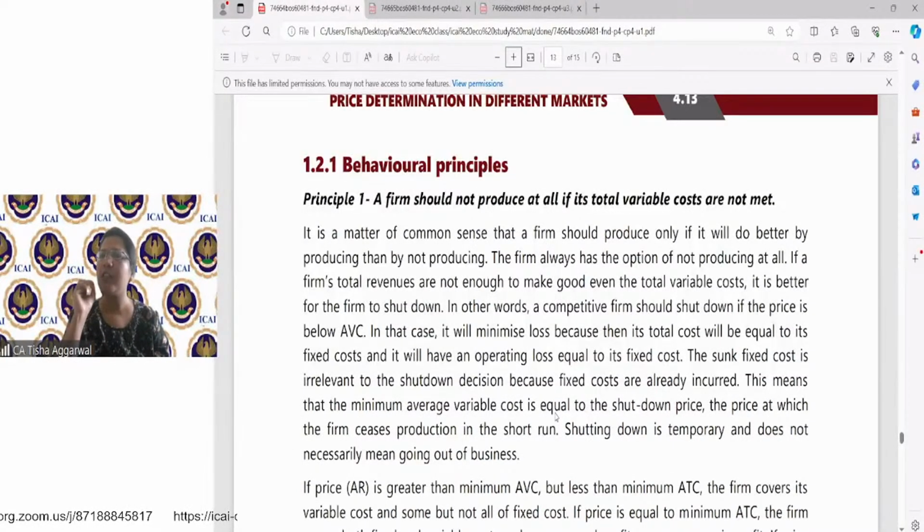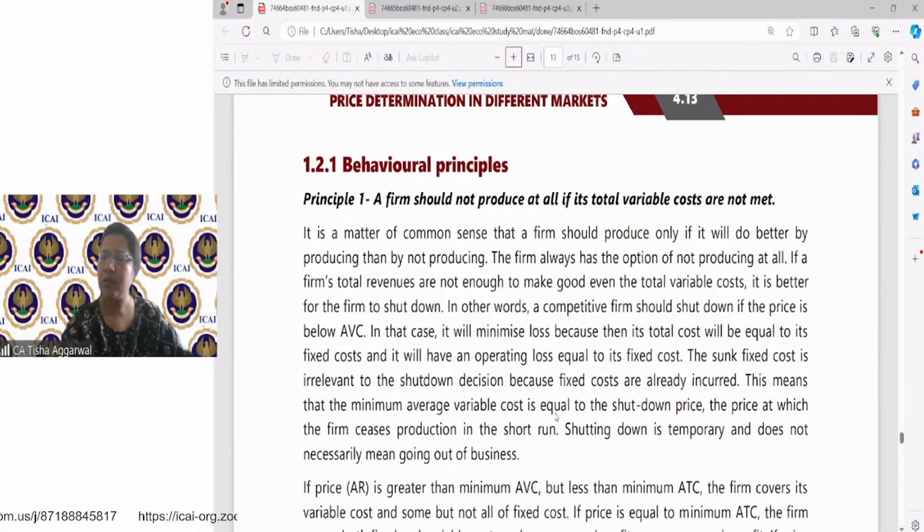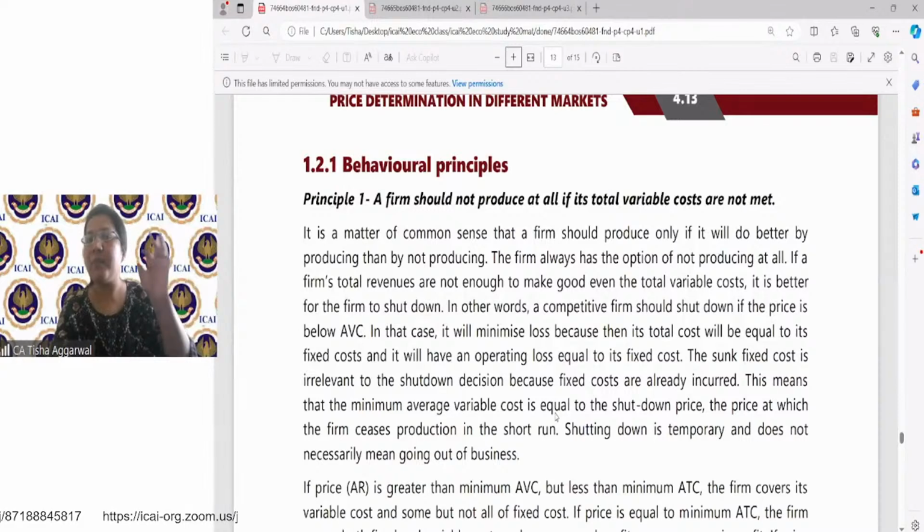So when you talk about the fixed cost, it's a sunk cost which is irrelevant, because it has already been incurred. It is going to get incurred. There is no option of its avoidance. But variable cost you can avoid, only because it will be utilized only when you have an output to sell. So please understand the behavioral principle.